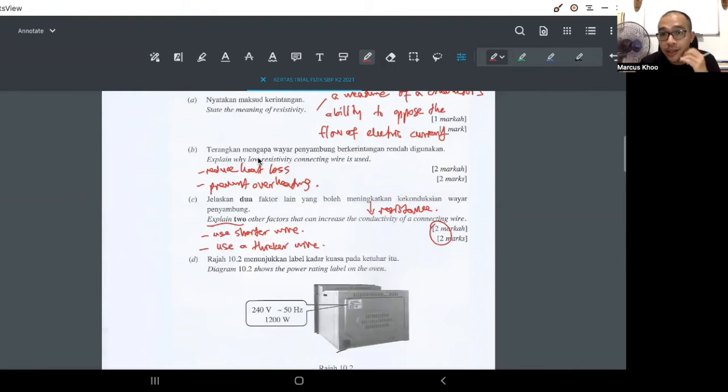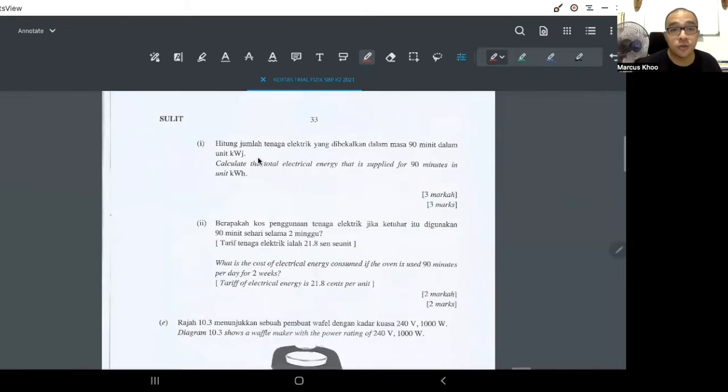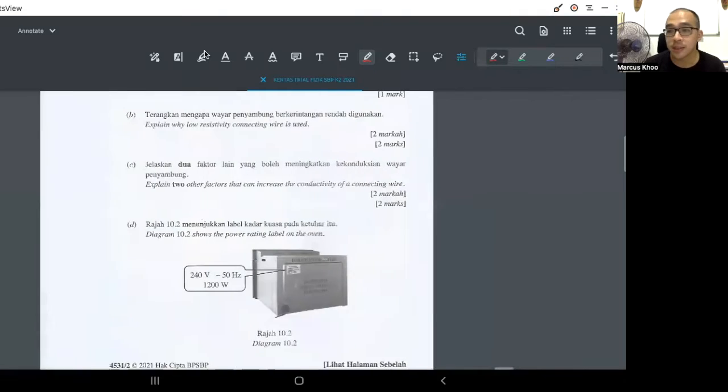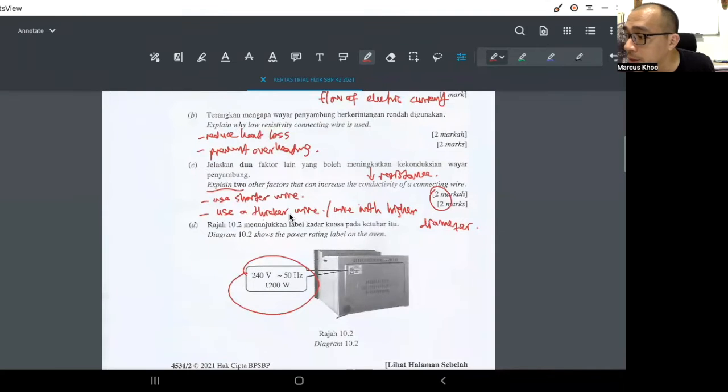If you don't want to use the word thicker, you can always use a wire with higher diameter. If you want your answer to sound sophisticated, just say a wire with a higher diameter, and it will work the same way. Diagram 10.2 shows the power rating label on the oven. You can also say increase the cross-sectional area of the wire. It's the same answer as the thickness and the wire with higher diameter.